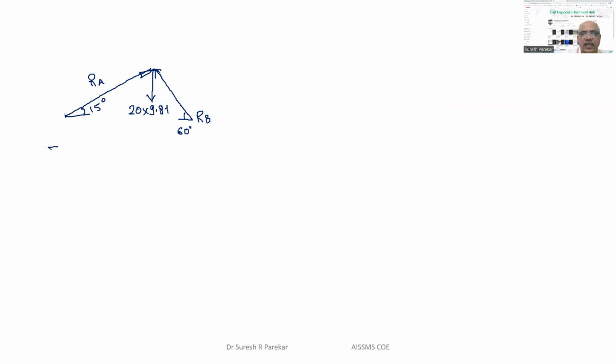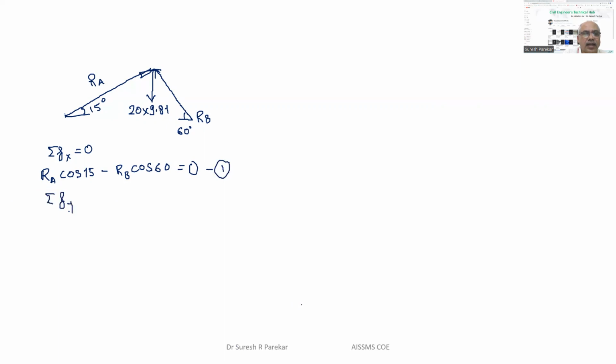So we have the first equation, summation Fx equal to 0. Then we have RA cos 15 minus RB cos 60, that is equal to 0. So this will be equation number 1.